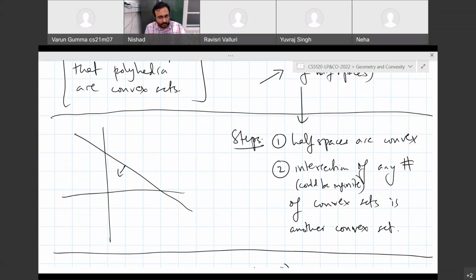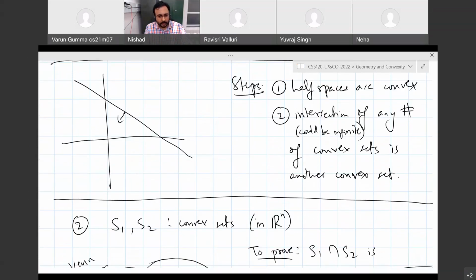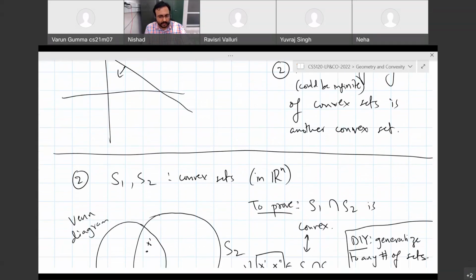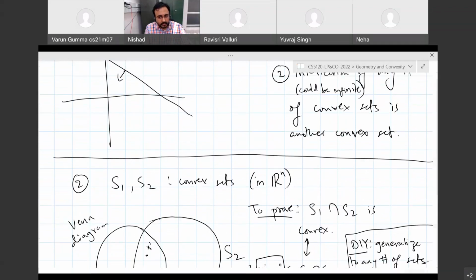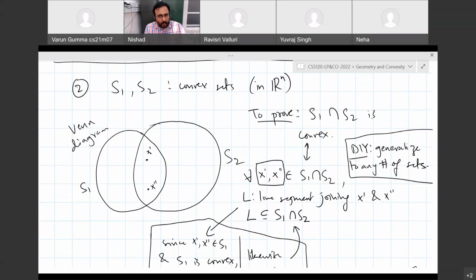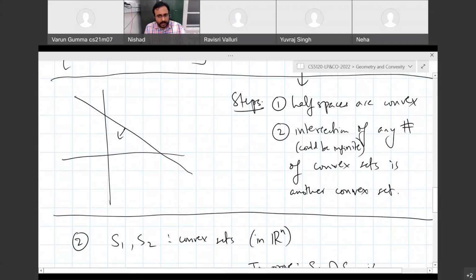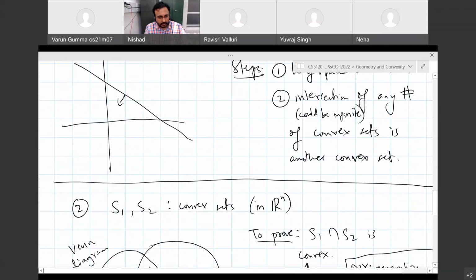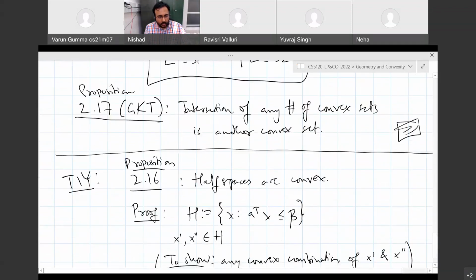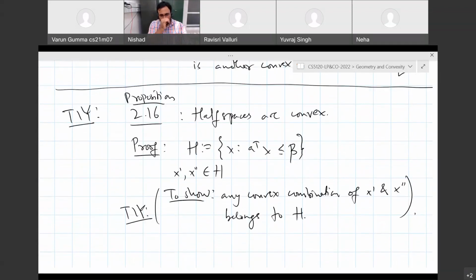And we, in fact, proved the second one. We proved it for two convex sets, and I gave it as a do-it-yourself exercise to prove it for any number of convex sets. The same argument, basically. And now what remains to prove is that all half spaces are convex. So I asked you to try it on your own. Did anybody prove it on their own?